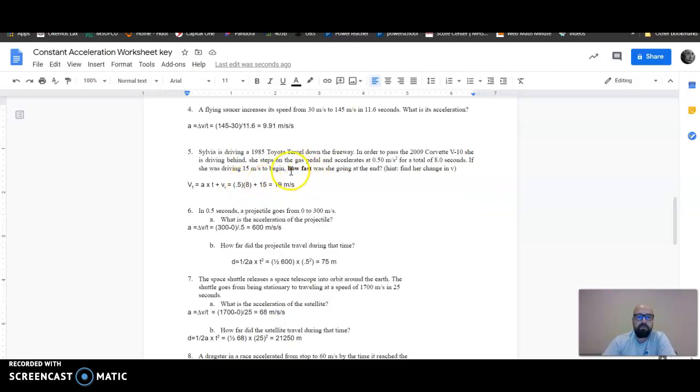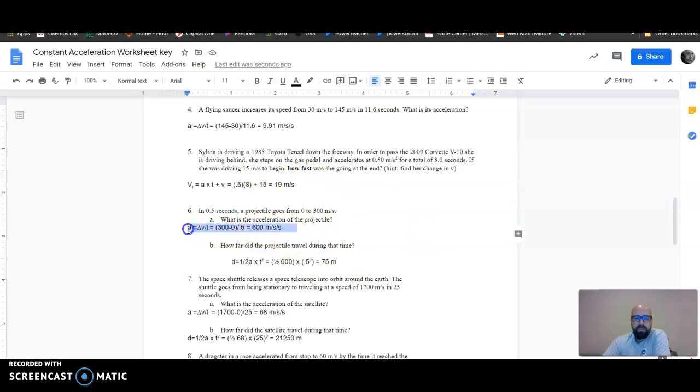This next one, where she's driving this car, what some kids did is they forgot to add the initial velocity here. So that part, just adding the 15. But this equation right here is the one you would use there. And we're going to see a couple instances where we use that over the next few problems here.